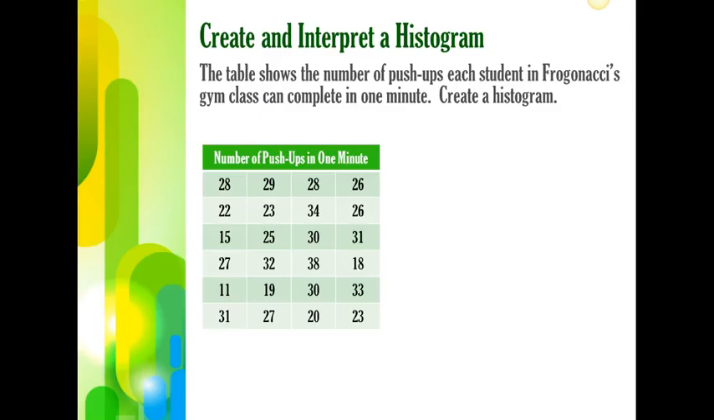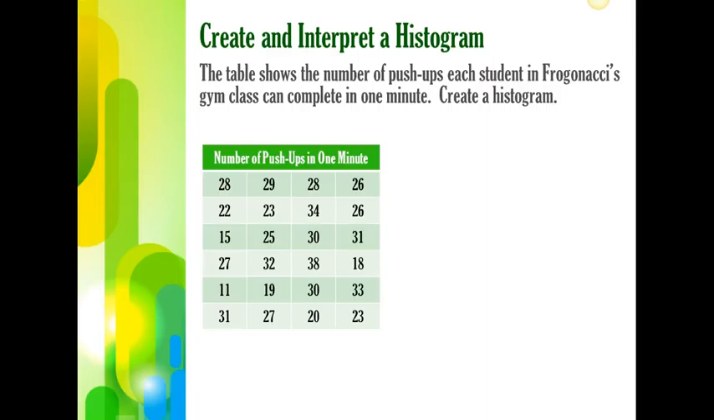The table shows the number of push-ups each student in Froginacci's gym class can complete in 1 minute. Let's create and interpret a histogram. When creating any type of statistical display, we need to identify the minimum and maximum value in the data set. This lets us identify what we need to include. Students in Froginacci's class can do anywhere from 11 to 38 push-ups in 1 minute.